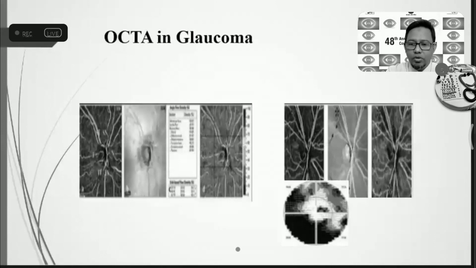In OCT of glaucoma, the healthy retina is shown in the optical coherence tomography image of the radial peripapillary capillary layer, that is what we are seeing. In the second picture, retinal nerve fiber layer images are shown.